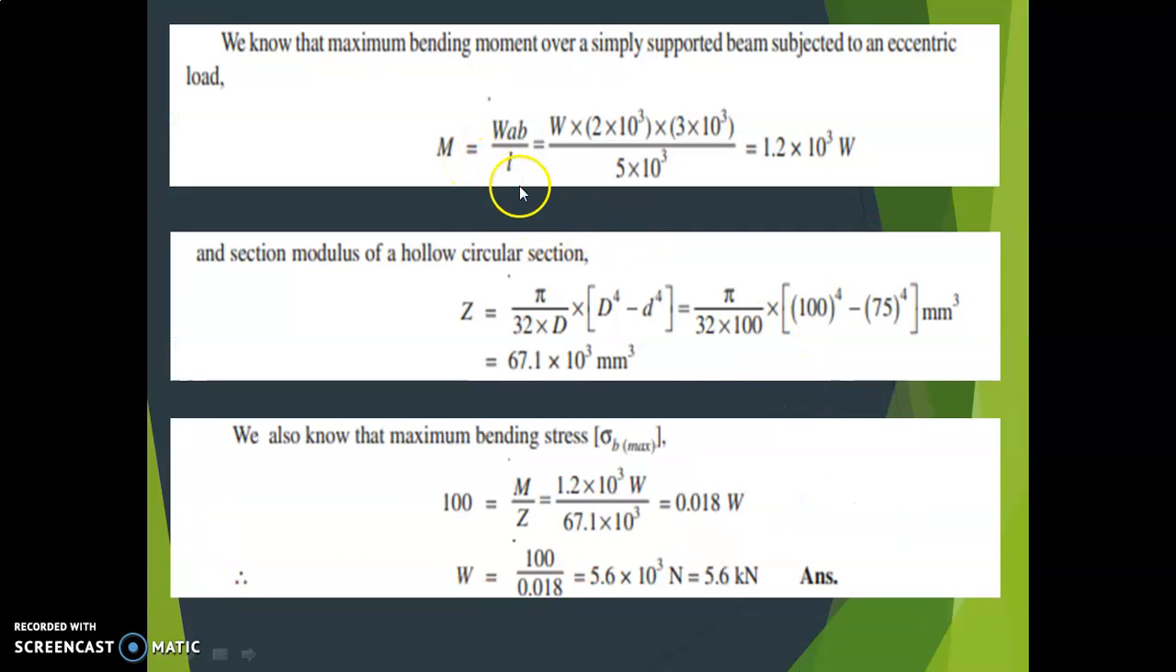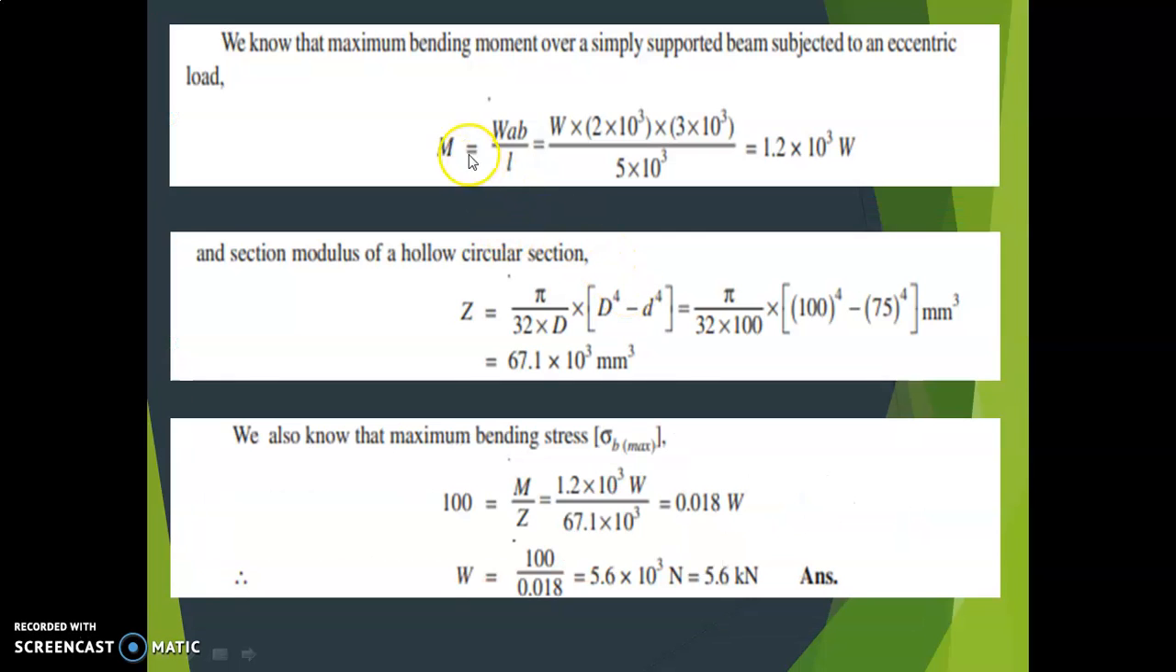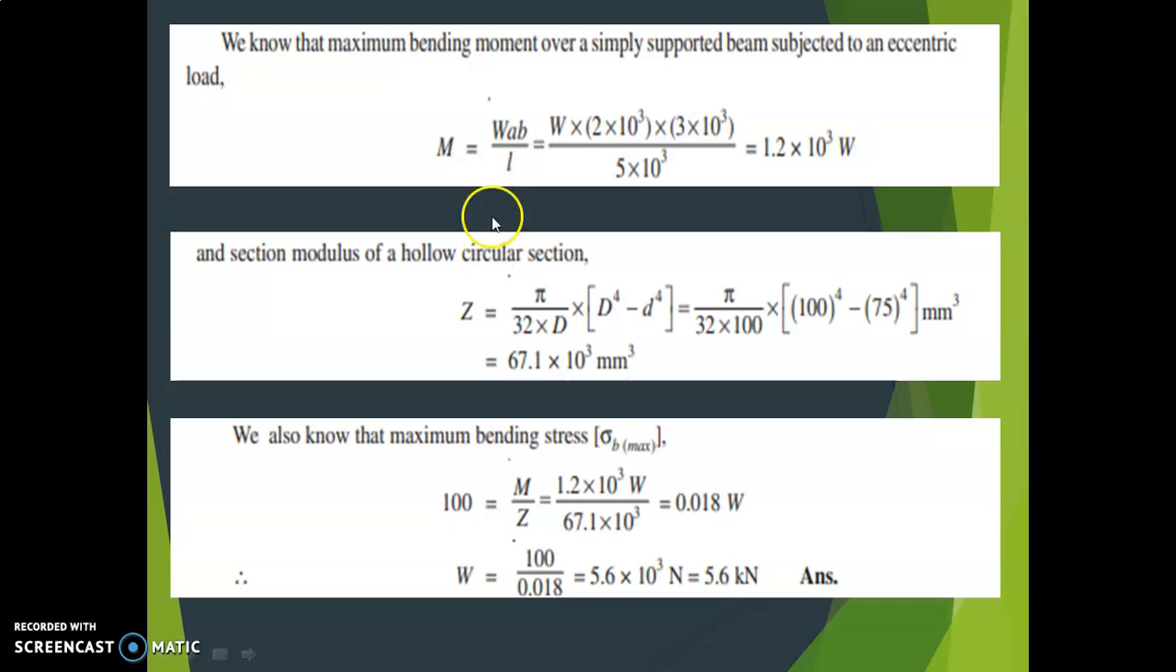It is not mentioned whether it is a cantilever or a simply supported beam, so we take a simply supported beam. When there is an eccentric load, the maximum bending moment is given by the standard formula M is equal to WAB divided by L.